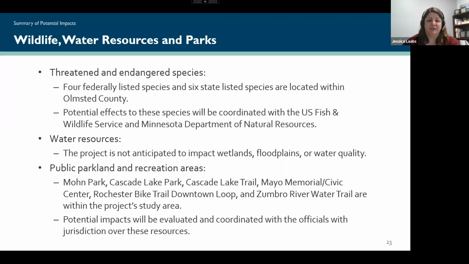There are some parks and trails within the study area. And for that, we need to review impacts according to another federal piece of legislation, which is called Section 4(f). So if we end up having any impacts on any of these recreation areas, there are some steps we need to go through to coordinate with the officials that have governance over those resources. Right now, we expect that if anything, those impacts would be pretty small in nature.